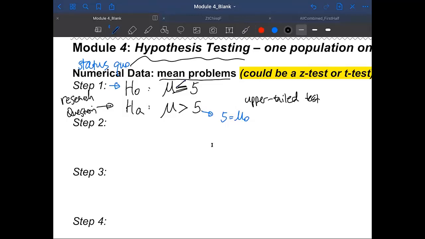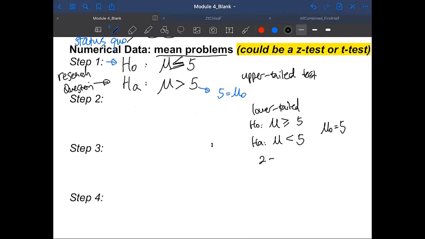Okay, I'm going to test you guys again. What if I was working on a lower tail test? If it's a lower tail test, what do you think the null and alternative are going to be? Would it be the opposite? So the null would be greater than or equal to 5, and yes, absolutely right, Sarah. So mu 0 again is 5, right? Is that part clear how I set it up? Okay, great. This part is easy. And how about we also talk about the two-tailed test.